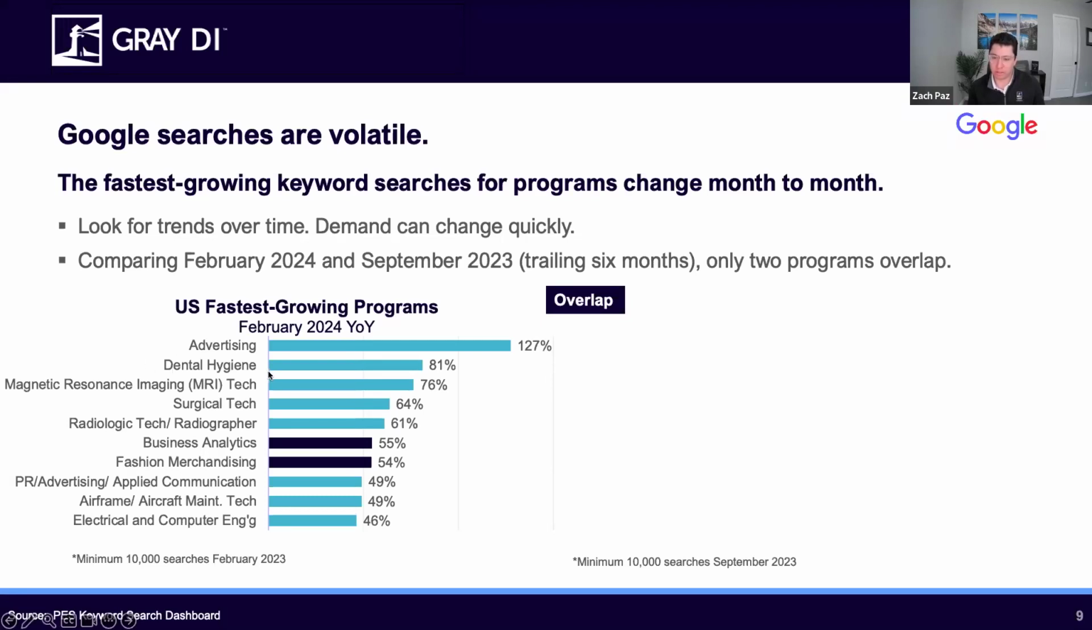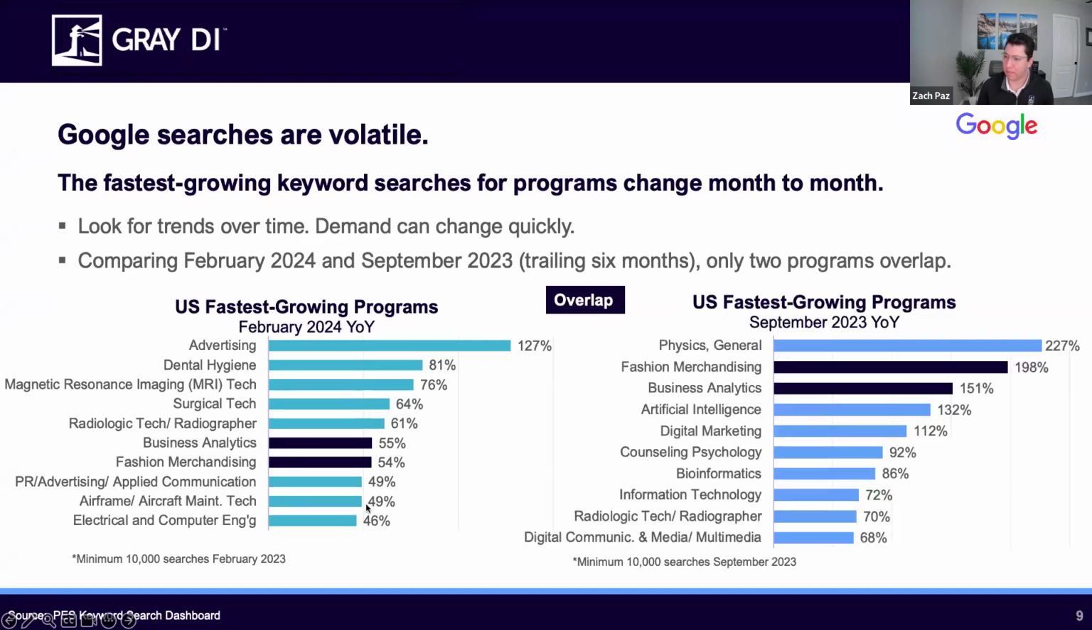Some of the other top growing programs: dental hygiene, magnetic resonance imaging tech, all above 76%. And so you can see these are different program areas that are growing nationally. One that we always see, or as of late, is business analytics. And some of these other ones are pretty interesting. Airframe maintenance tech, for some reason, is also growing 49%.